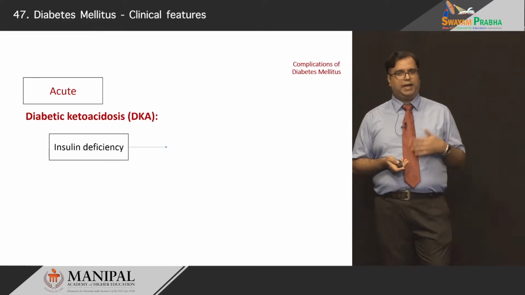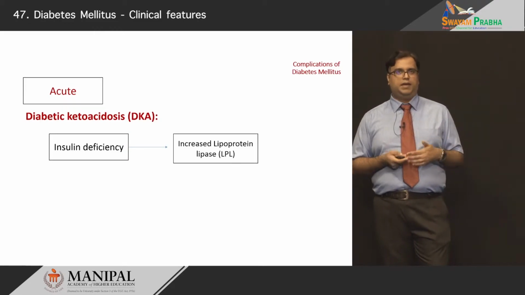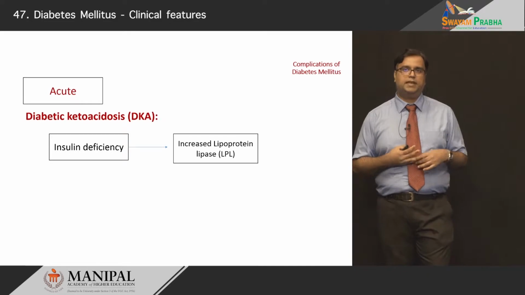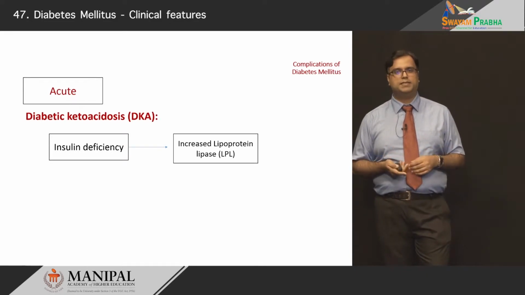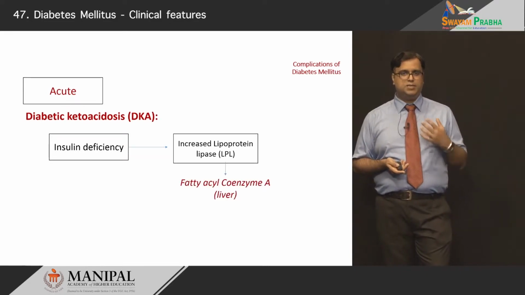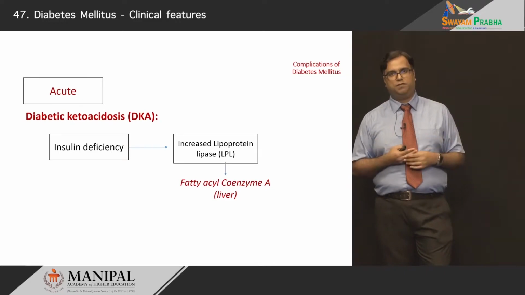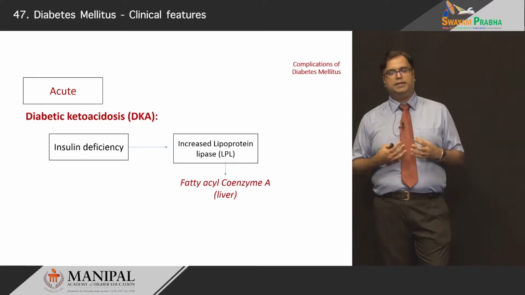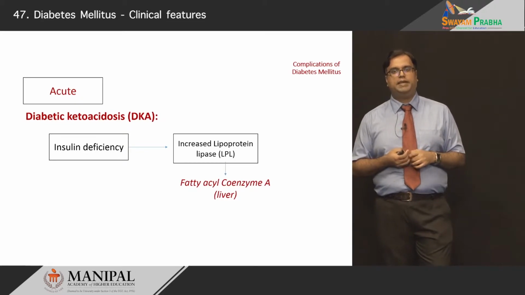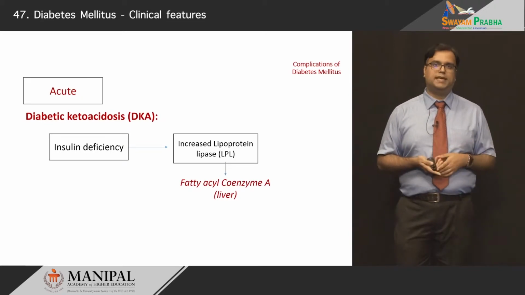Also, the insulin deficiency itself causes other downstream effects, such as an increase in the level of lipoprotein lipase because of the deficiency of insulin. There is no checkpoint on that enzyme, which of course causes esterification of free fatty acids in the liver, resulting in a moiety called fatty acyl coenzyme A, which is synthesized in excess.